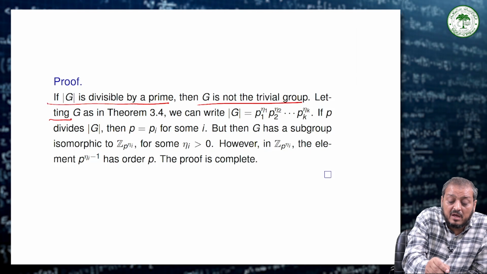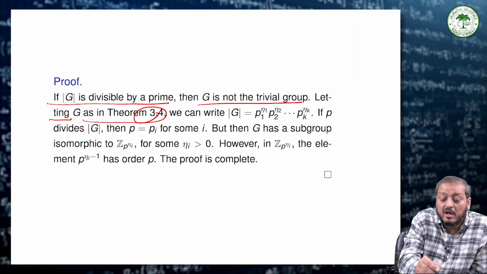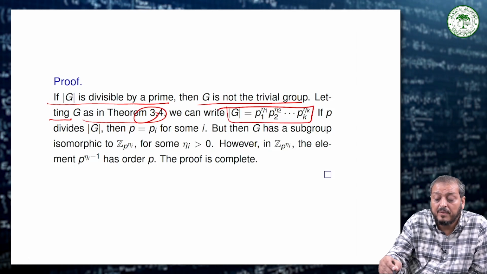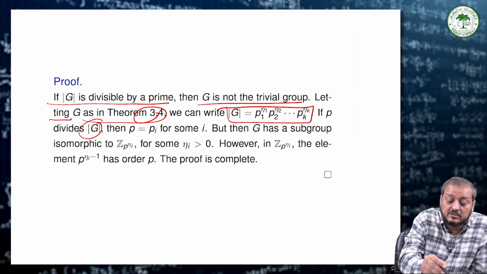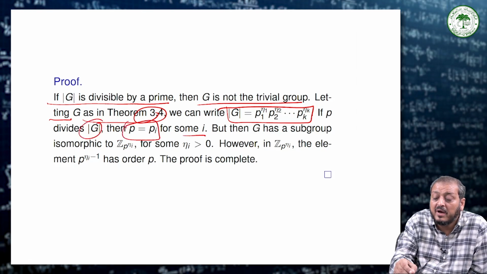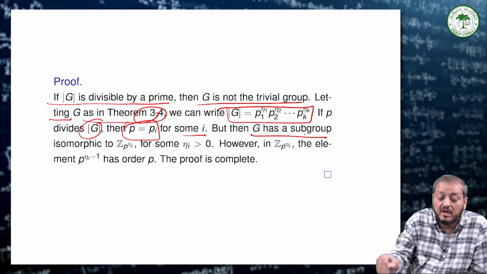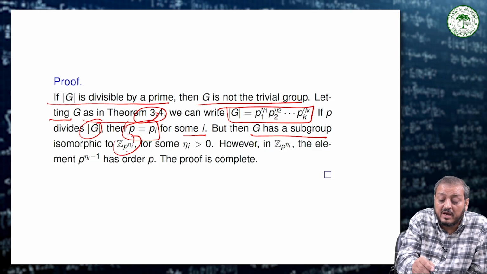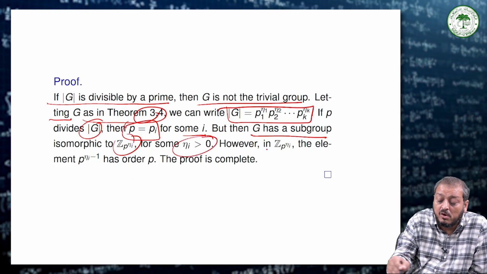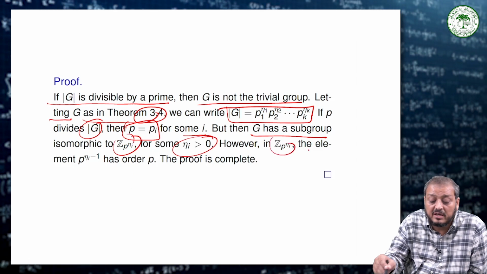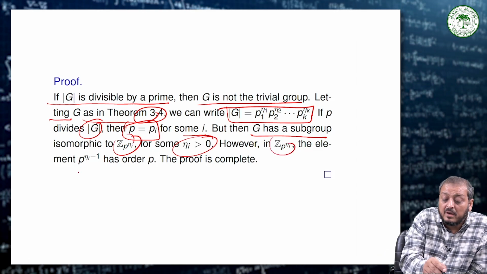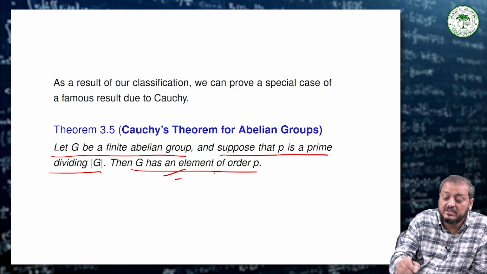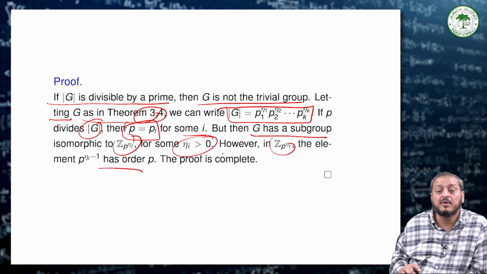Let G be as in the theorem, so the order of G can be written as a product of prime powers, where p divides the order of G. Then p must be equal to some p_i, and G has a subgroup isomorphic to Z of p_i to the power n_i for some n_i greater than 0. However, in Z of p_i to the power n_i, the element p_i to the power n_i minus 1 has order p, and that completes the proof that G has an element of order p.